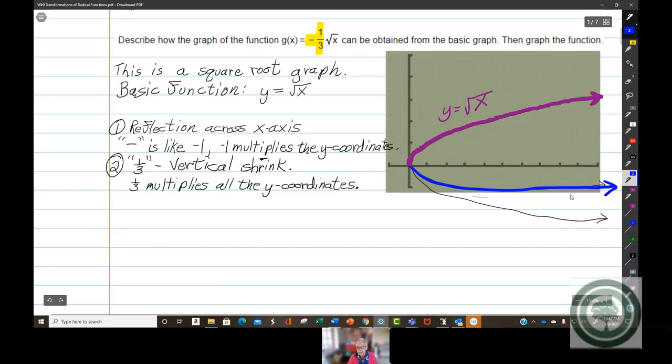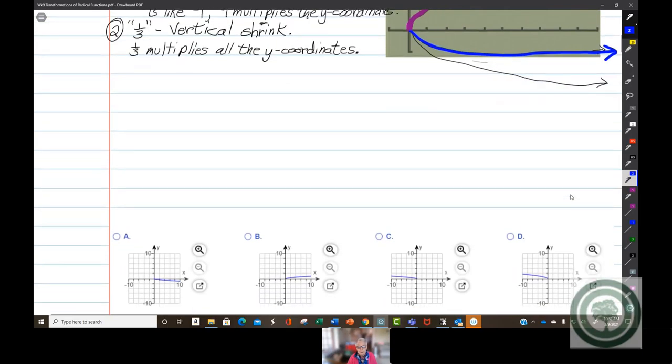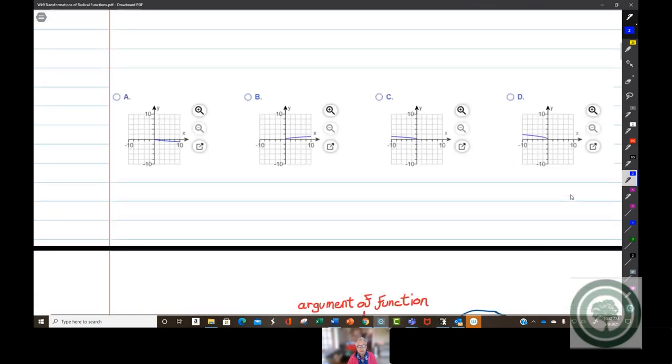So from this, you're now going to be asked to graph the function, but you don't really need to because they give you four choices. Okay, well, let's look. There's only one choice, isn't there? Right here. This is the only one that's hanging upside down. There you go. You don't even need to think about it.